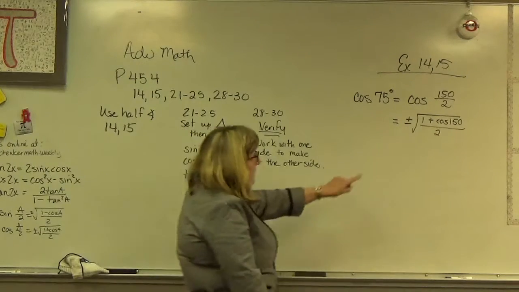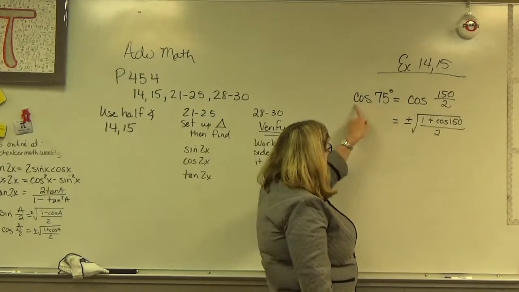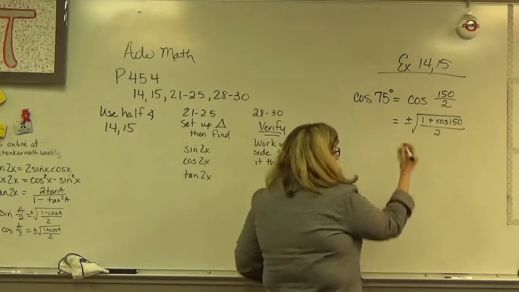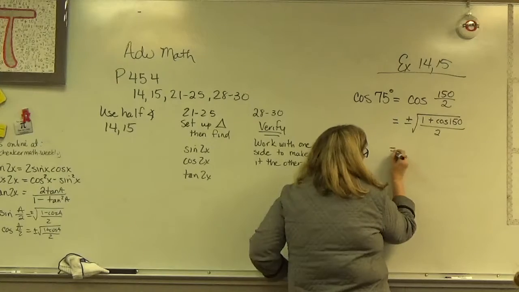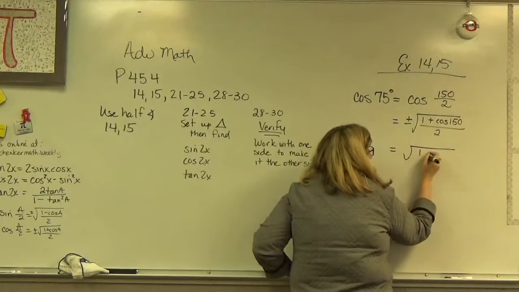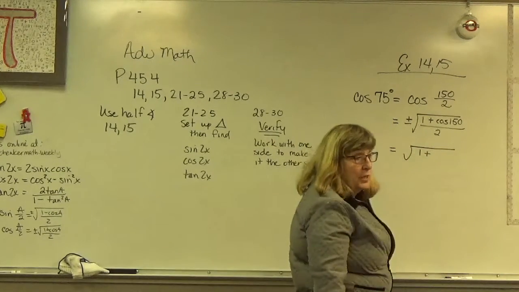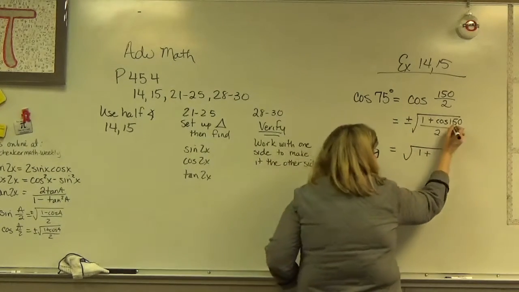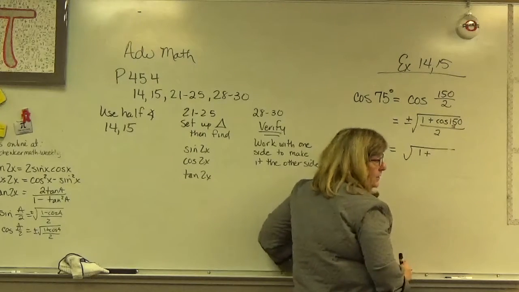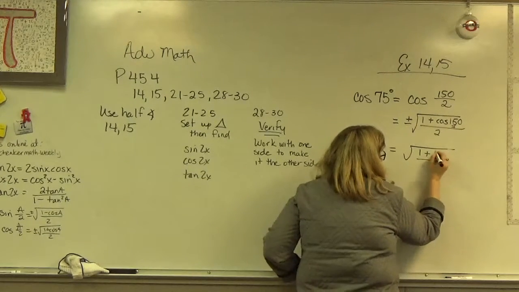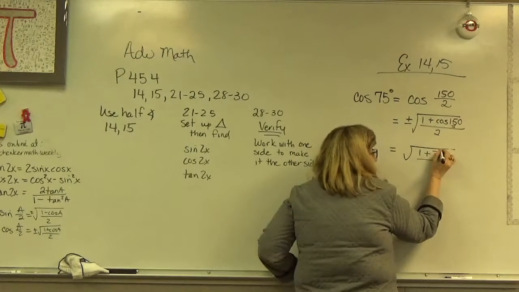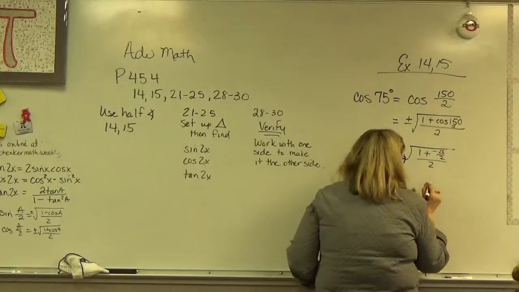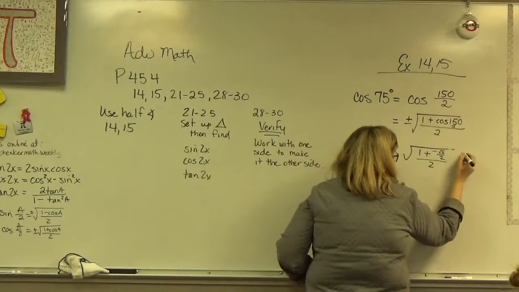Now, you can make this decision right now. What's the cosine of 75? Is it positive or is it negative? It's positive. So I know my answer is going to be positive. So I can forget that. Now, on your chart, what's the cosine of 150? And 150 is in the second quadrant, so what's the cosine in the second quadrant? Negative square root of 3 over 2 then, right? Now I'm going to rewrite this and I'm going to use the butterfly at the same time.